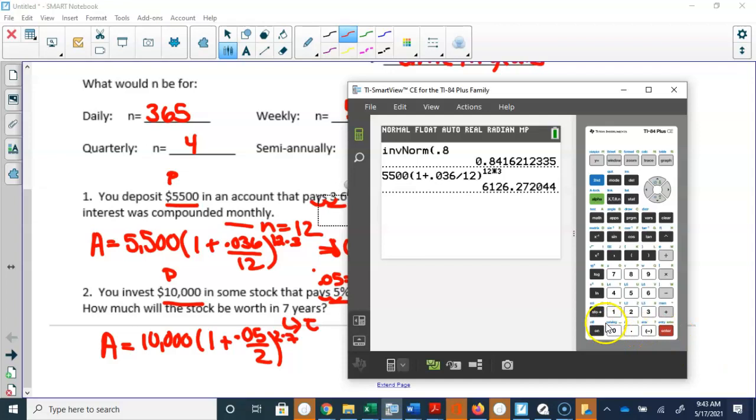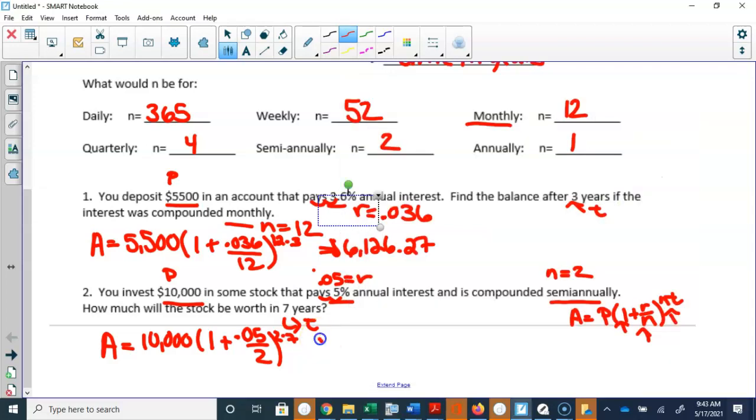You're going to go to your calculator. You're going to write 10,000 times 1 plus 0.05 divided by 2 to the 14th power, because I'm just going to multiply 2 times 7 out. And I get $14,129.74. 74 cents. Okay, so that is your compound interest, looking at those interest rates when you're investing in the bank.